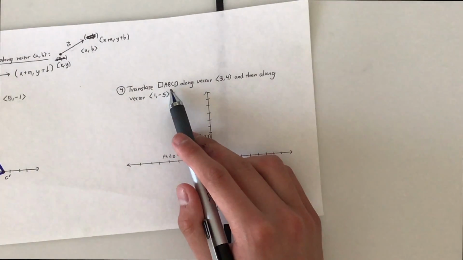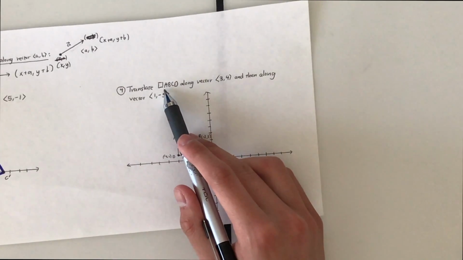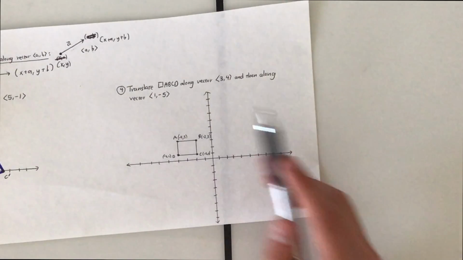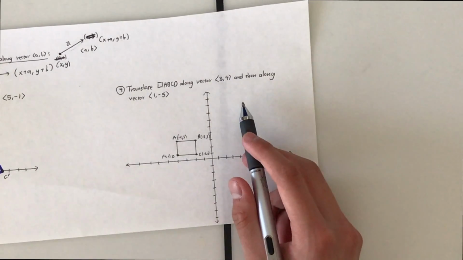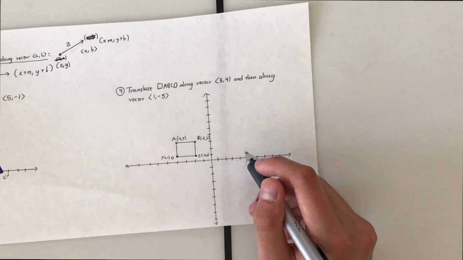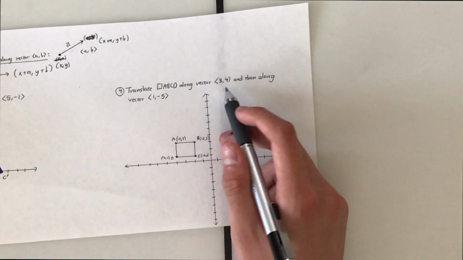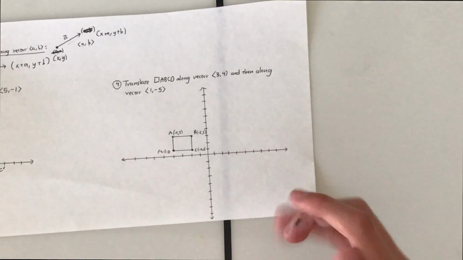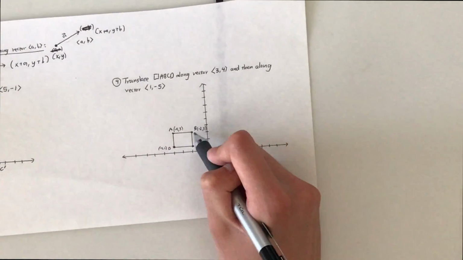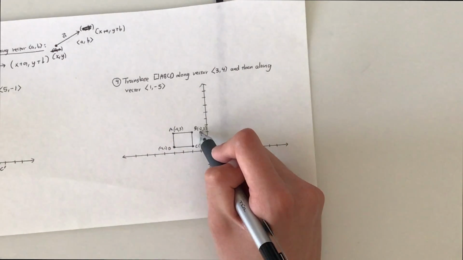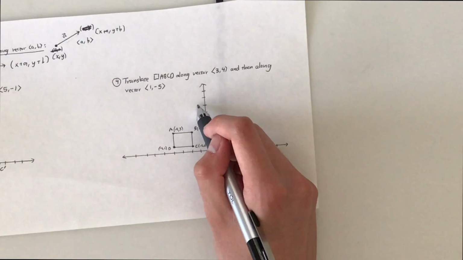So translate square ABCD along vector 3, 4, and then along vector 1, -5. So now you have to translate it twice, so you have to do one step at a time. You can pause again, see if you can figure this out on your own. You just repeat what I showed over here. So let's just do it together right now. We'll start with A. 1, 2, 3. 1, 2, 3, 4.